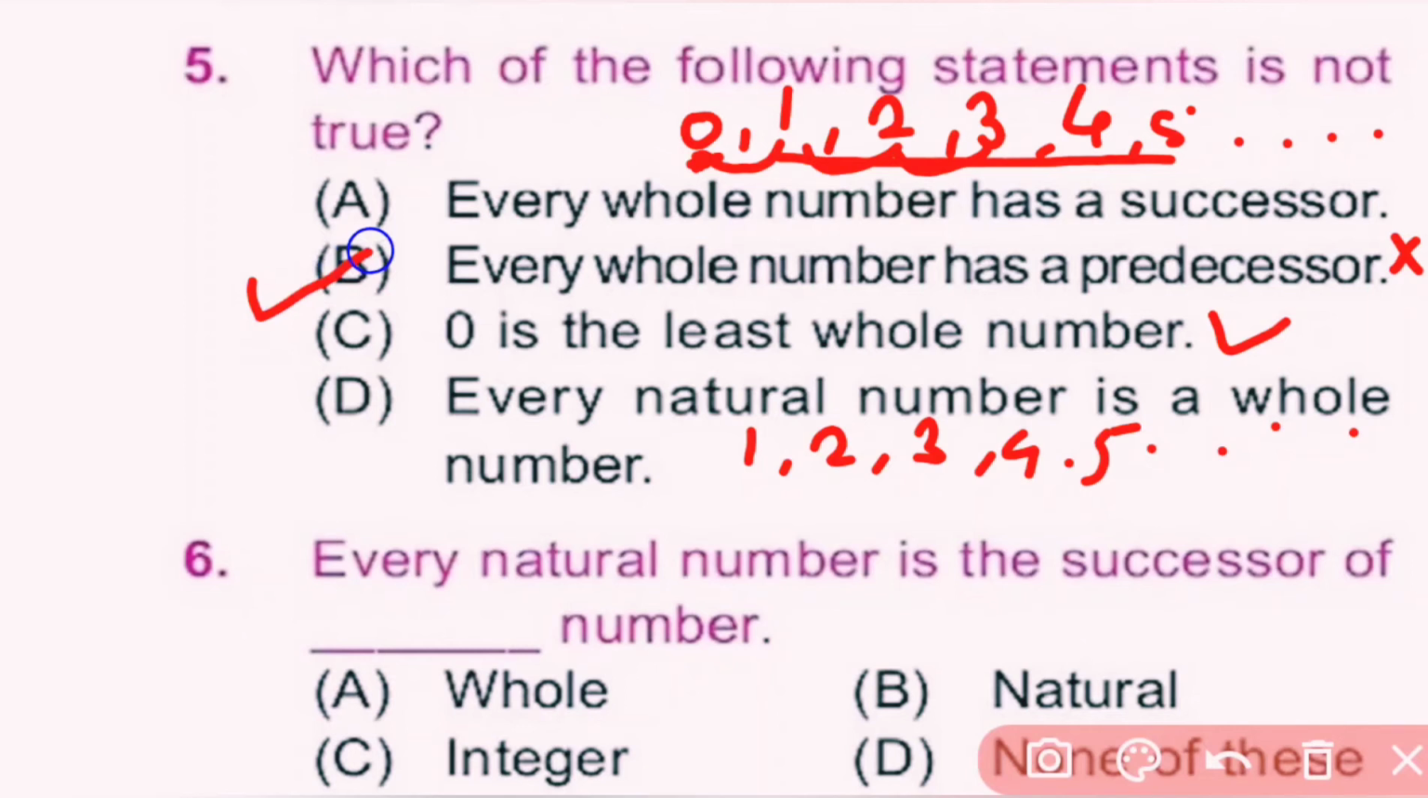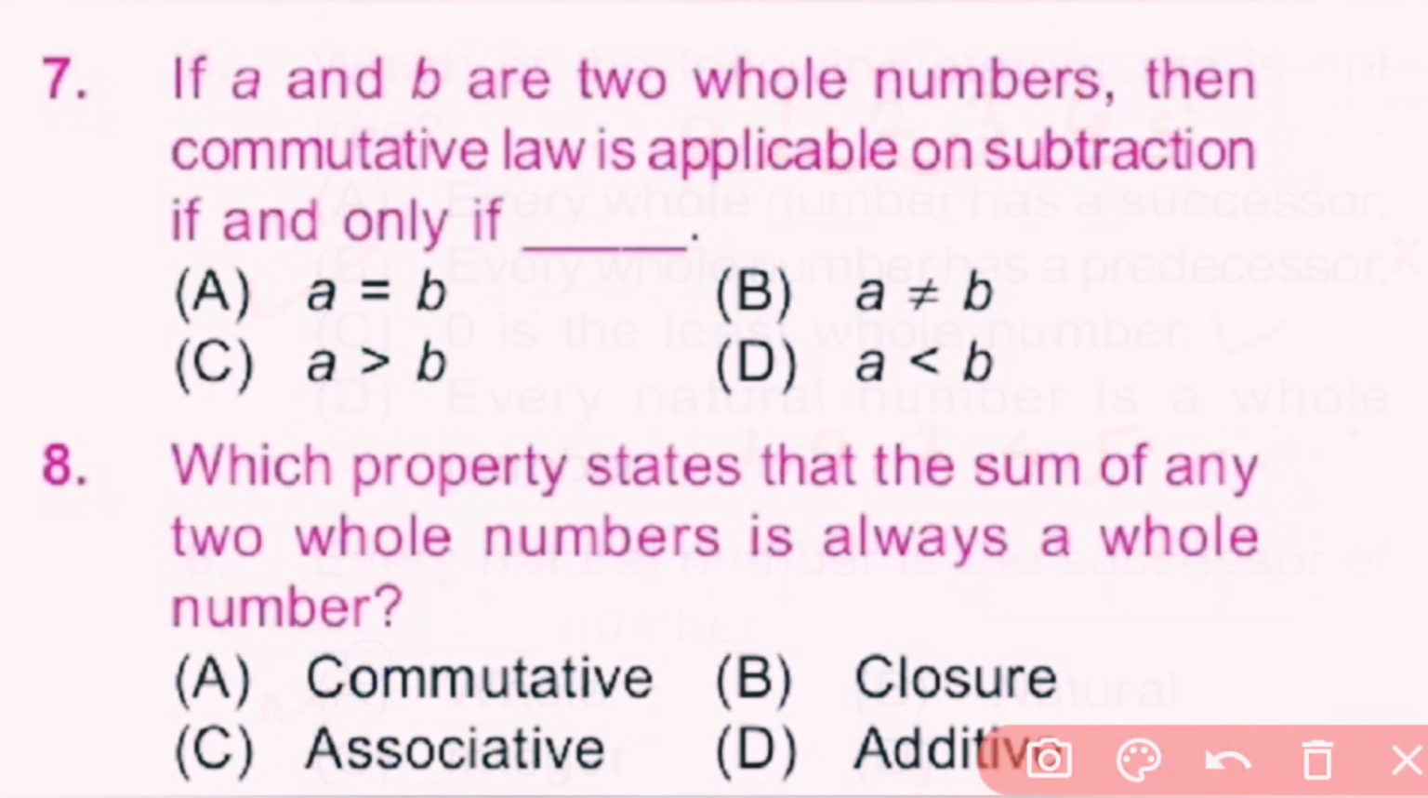Question 6. Every natural number is the successor of a whole number. Option A is right.